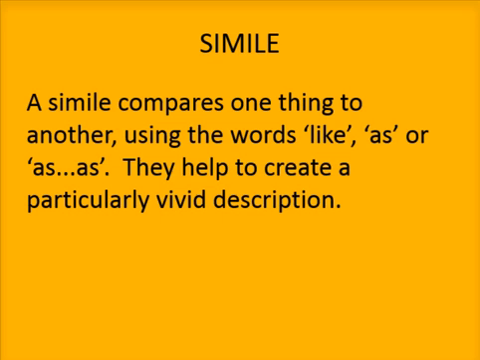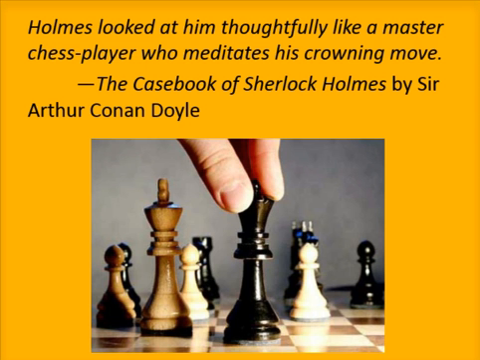So the first one is a simile. A simile compares one thing to another using the words like or as. They help to create a particularly vivid description. To give you an example from the Casebook of Sherlock Holmes: Holmes looked at him thoughtfully, like a master chess player who meditates his crowning move. This is a very strong image, a very vivid description of how cunning and how wise this character of Sherlock Holmes is, rather than just saying he looked at him thoughtfully, which would be pretty basic.